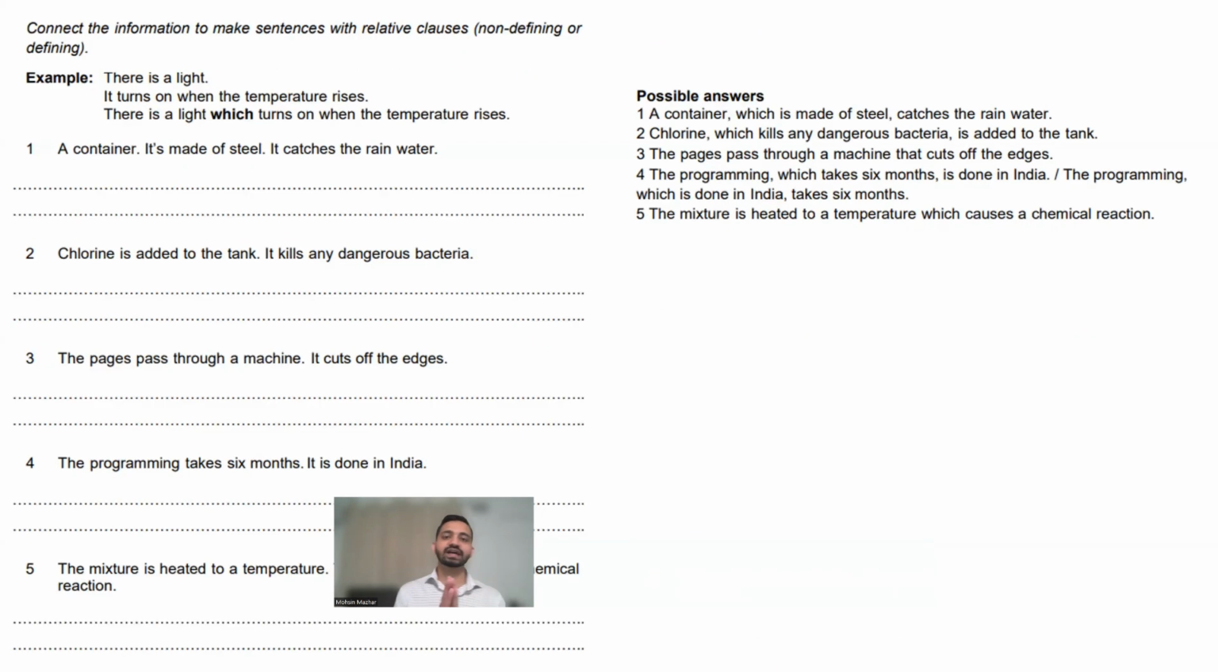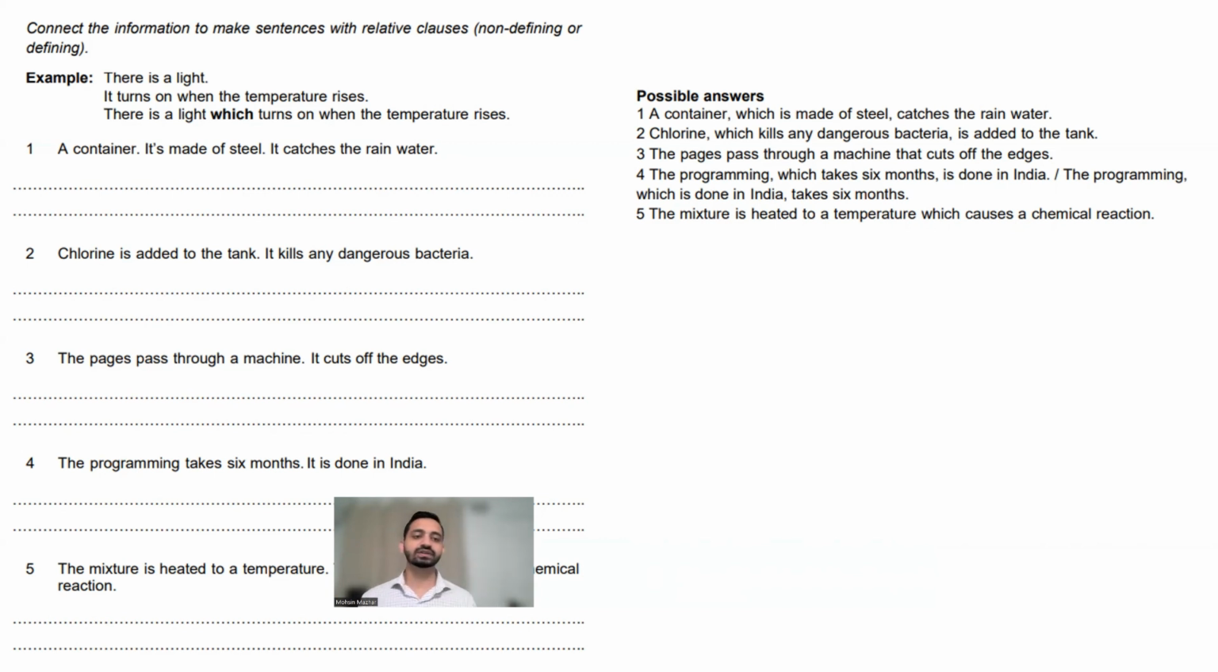All right, let's look at the answers. So in number one: a container, it's made of steel, it catches the rainwater. "A container which is made of steel catches the rainwater," right? Number two: chlorine is added to the tank, it kills any dangerous bacteria. "Chlorine, which kills any dangerous bacteria, is added to the tank."